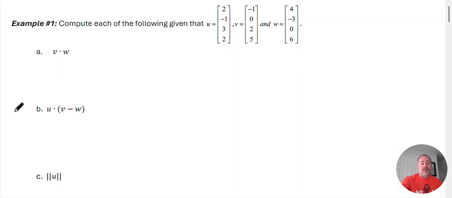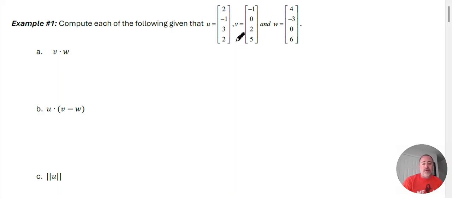We're going to do lesson number 18, where this first example that you guys see is very similar to what we've done back in multivariable. We're actually looking at dot products, and we're also looking at magnitudes and then the unit vector. So in example number 1, it says compute each of the following given that U is this matrix here, V is this matrix, and then W is this matrix.